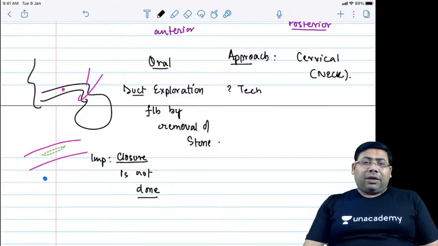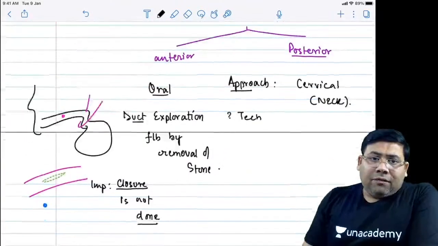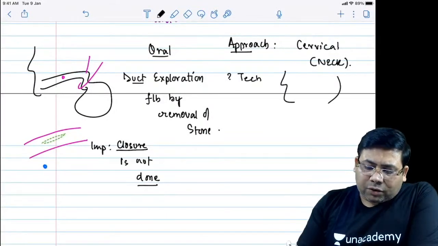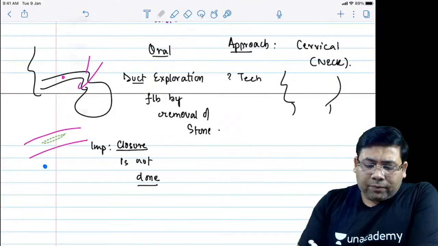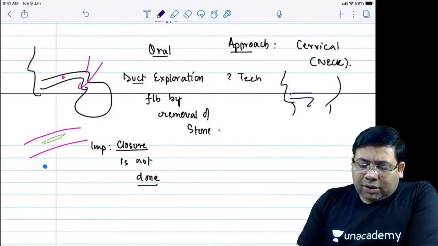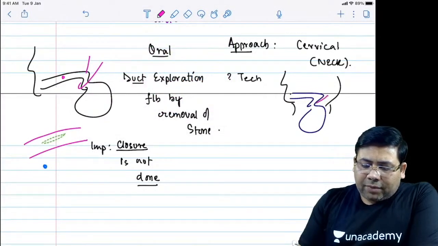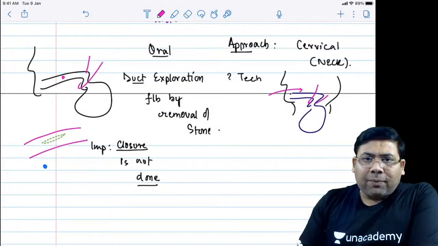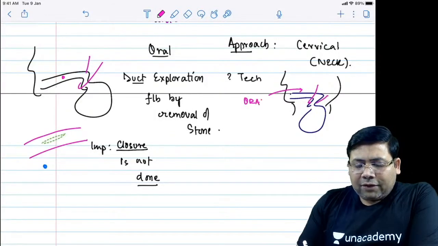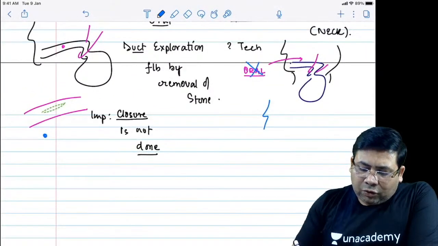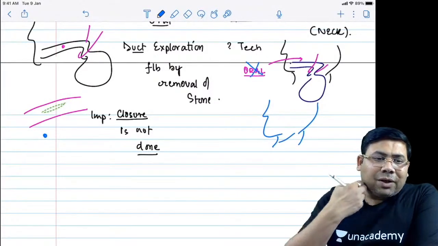The next very important thing we all have to understand is the posterior approach. What is so important? If the stone is posterior to the nerve, and you are going via the oral approach, you will first encounter the nerve and damage it. So the oral approach is contraindicated here. Now what are we going to do? We are going to make an incision below the mandible, 2 finger breadths below the mandible.